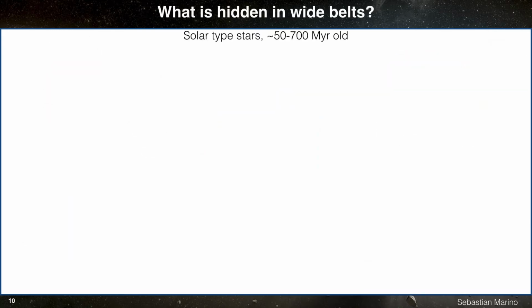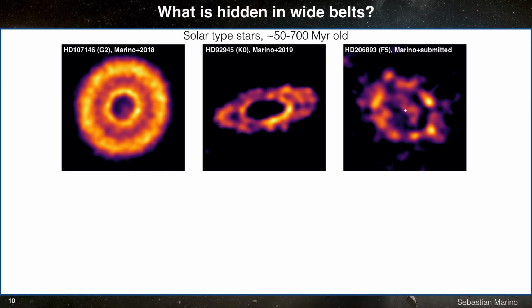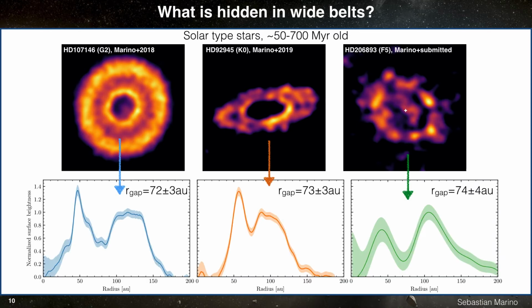So, over the last 3 years, I have studied the structure of these wide belts, focusing specifically on 3 solar-type stars. Imaging 3 disks with ALMA, I found that these wide disks were actually split into 2 by a gap, which is better seen in radial profiles of the azimuthally averaged emission. The 3 disks have gaps at about 70 AU, whose origin is still unclear.